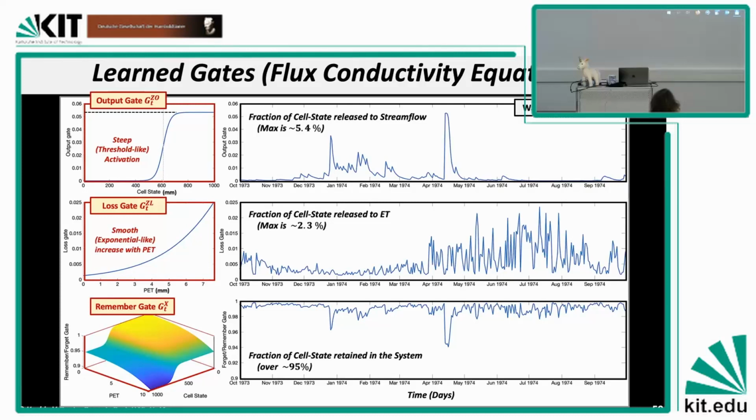How does that cell state vary with time? It does this. So this is where that flood peak was, and this is where the other flood peak was. Here's what the loss gate looks like for evapotranspiration. You can think of this as the flux equation, right? How do I compute evapotranspiration? And this is what that looks like as a fraction. And you put them together, you get the remember gate. It looks like that. And it basically says in this wet catchment, most of the time it's retaining about 95% of the water. It's only losing on average about 5% of the water to evapotranspiration and stream flow.